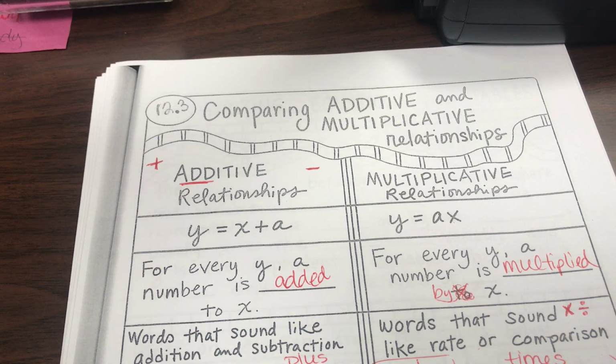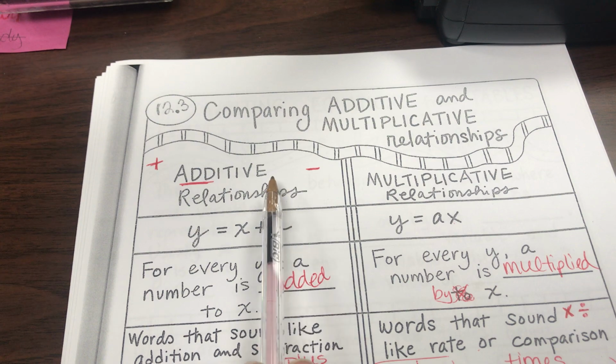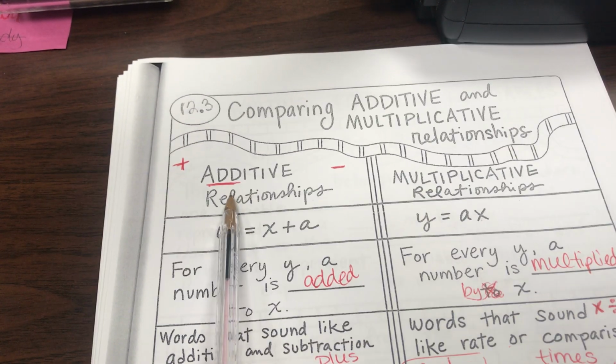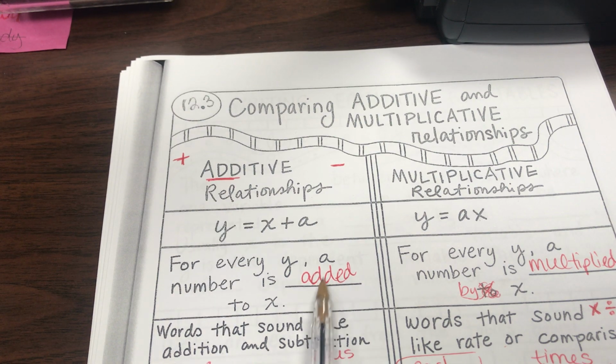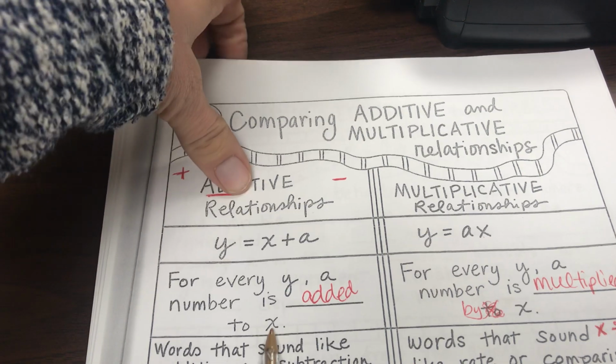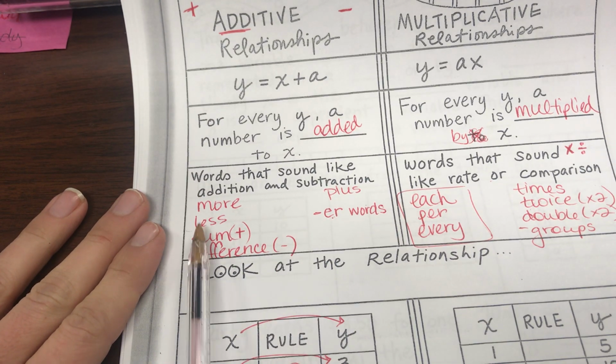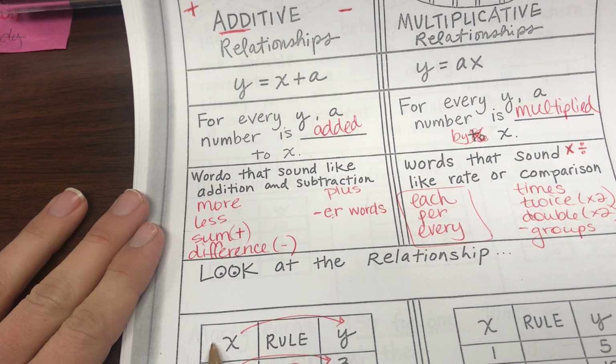All right, we're on page 97 in your journal. We're going to be comparing additive and multiplicative relationships. So additive is exactly like it sounds, okay? We're going to add something to x to get y. All right, so words that sound like addition or subtraction, I'll let you copy these down. Pause the video if you need to.